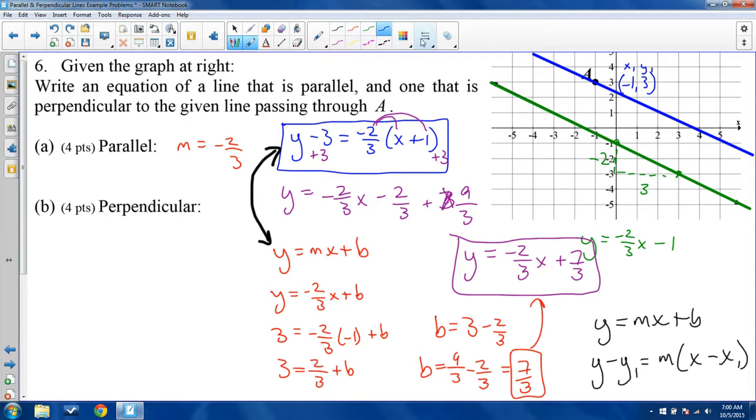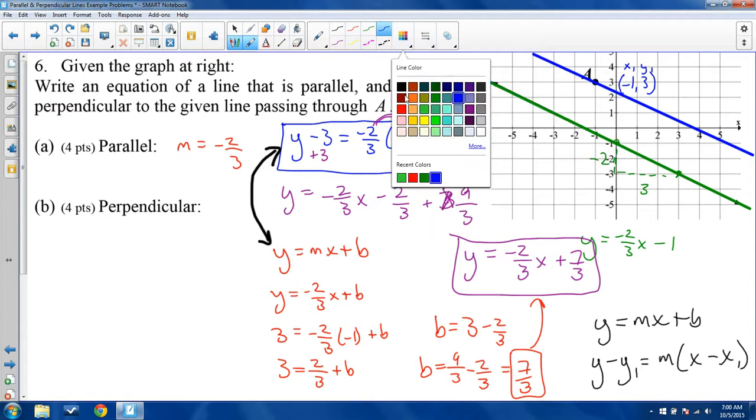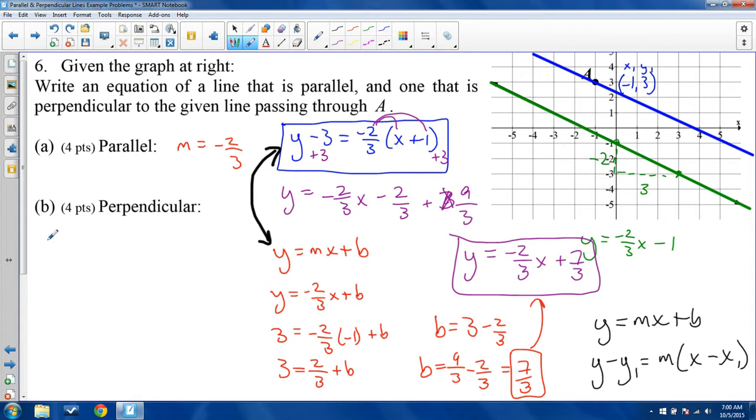And if they have the same slope, then what is the slope of the perpendicular line? Well, if the original one was negative 2/3, this one will be the opposite reciprocal, positive 3/2. I change the sign and flip the numerator and denominator. So up 3 over 2, up 3 over 2 would give you, for instance, this right here. If I started here, up 3 over 2, boom, up 3 over 2, etc., will give you a perpendicular line.